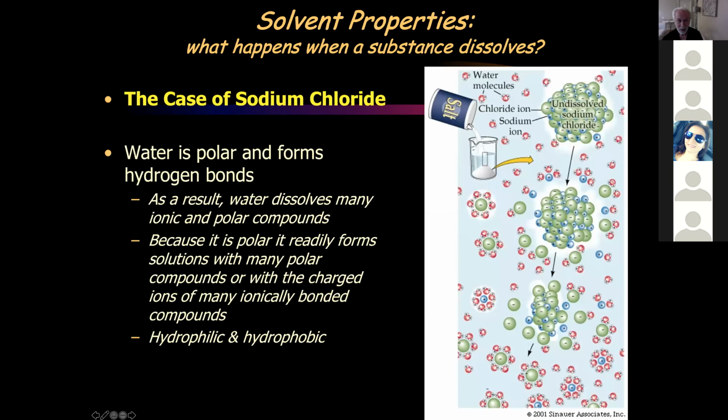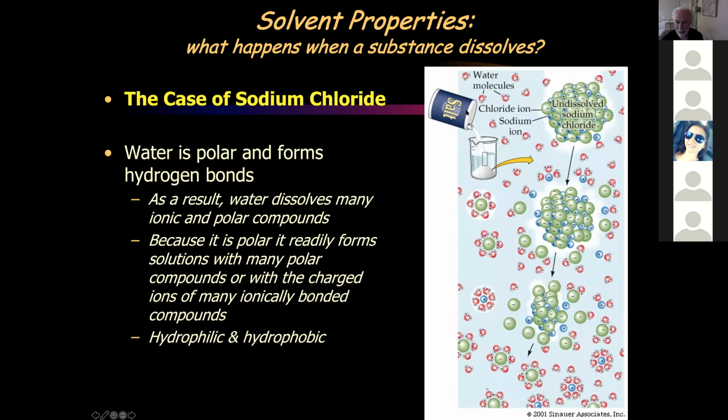Solvent properties. So what happens when a substance dissolves? And again, the dissolving of a substance depends on hydrogen bonding. So we'll take the case of sodium chloride. Water is polar and forms hydrogen bonds. The result: water dissolves many ionic and polar compounds. It readily forms solutions with compounds or with charged ions, and it can be either hydrophilic or hydrophobic.